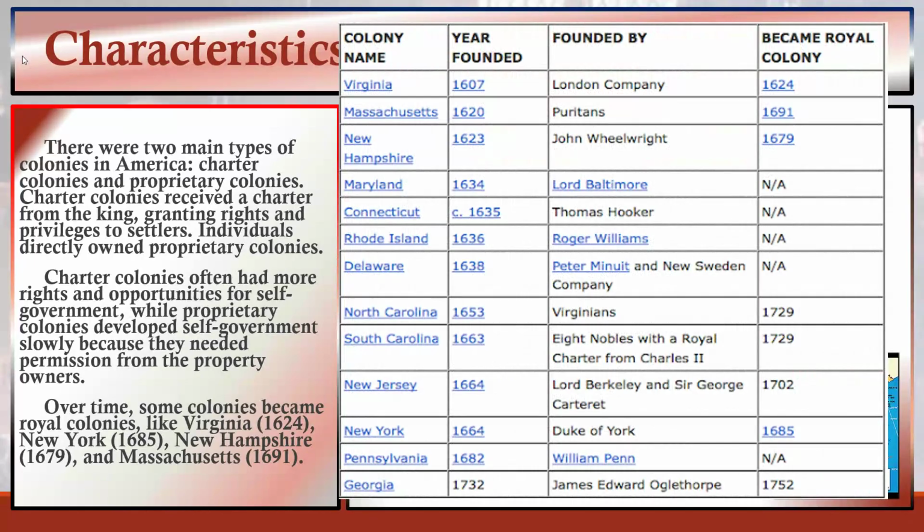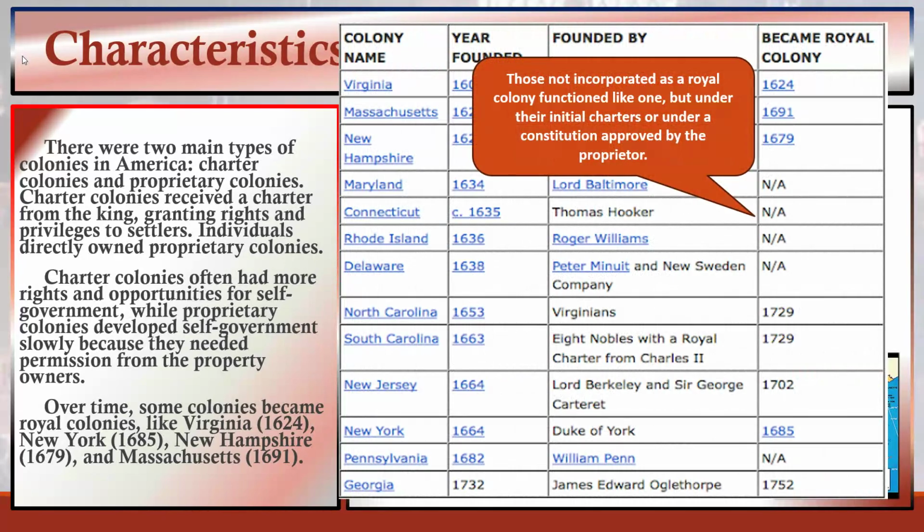Okay, so the thing I wanted to point out in this chart, though, is that those not incorporated as royal colonies functioned like one, except under their initial charters or under a constitution approved by the proprietor. So often the property owner gave them approval, but they often functioned just like a royal colony. And I wanted to make that clear before we went on. You might ask, well, why weren't they all just royal colonies? And the reason is because they already functioned like one. So they had no reason to go back and do it again. So that's a little sidebar to note about the colonies' initial existence.